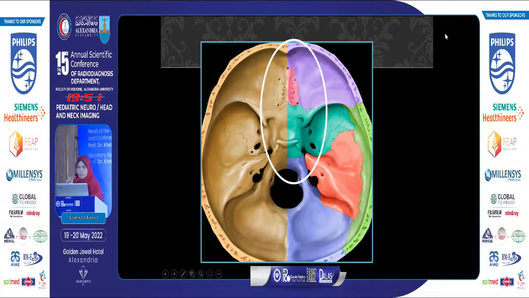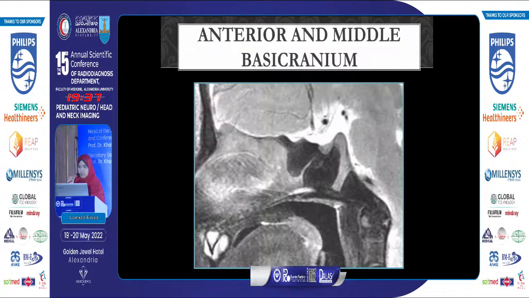The term central skull base refers to the anterior skull base, which is made by the ethmoid and portions of the frontal bone, and the middle skull base, which is made by the sphenoid bone and clivus. The anterior and middle skull base make the central skull base, and the area is full of imaging variants that may be mistaken for pathology in the pediatric age.